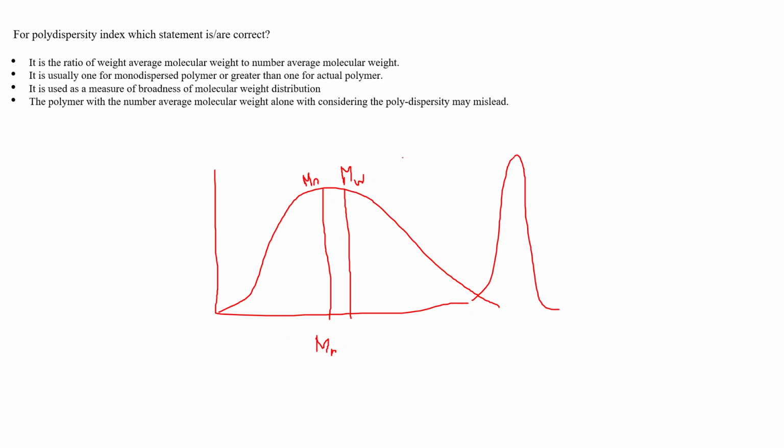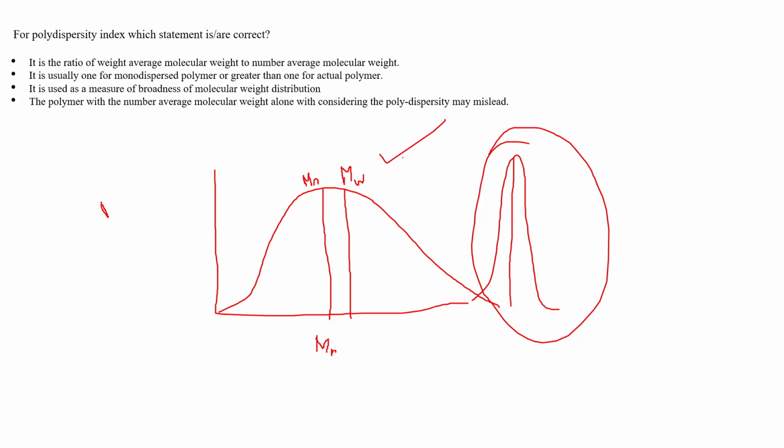Why? Because both of them are coinciding. Your perfect polymer will look something like this. But that is not possible. Actual polymers look something like this. Mn and Mw are quite far apart, and the ratio of these two, Mw by Mn, will give you the polydispersity index, which defines the broadness of your distribution.